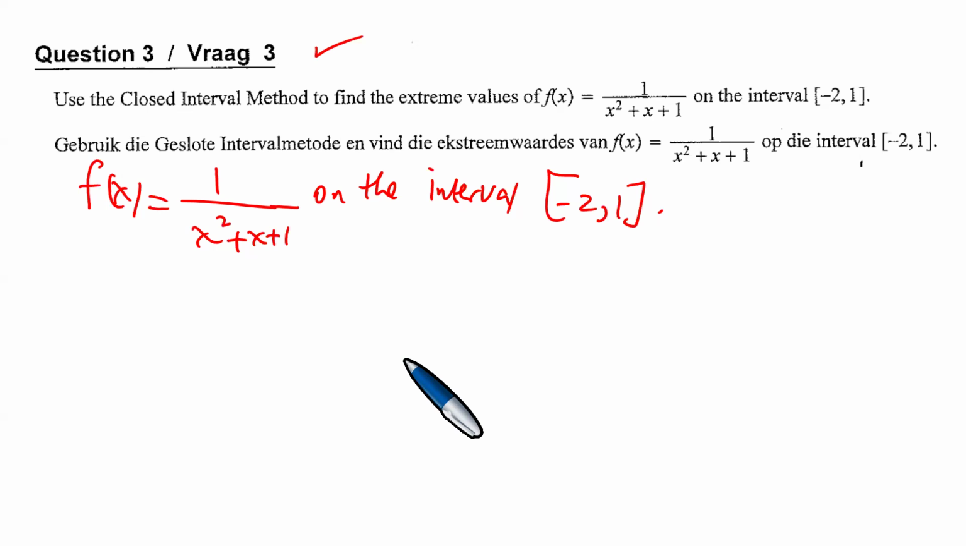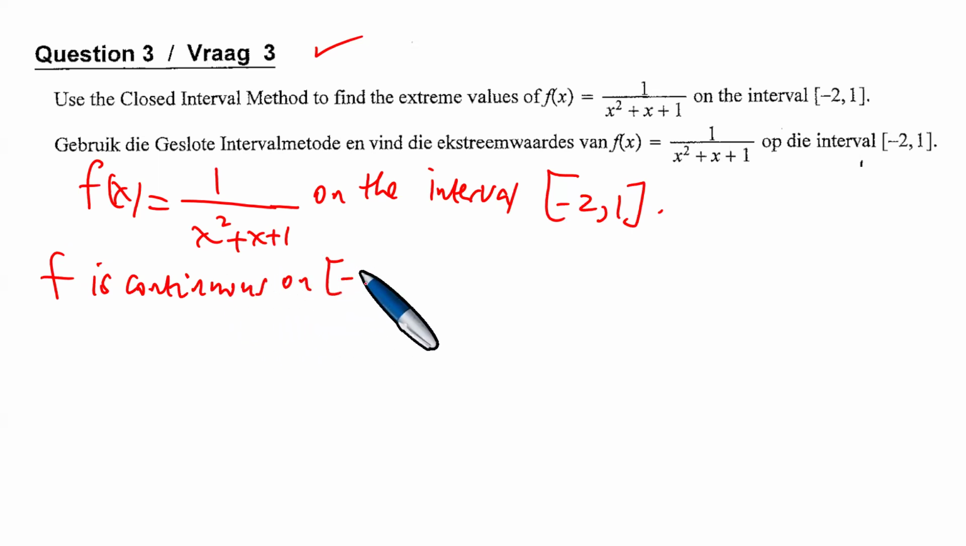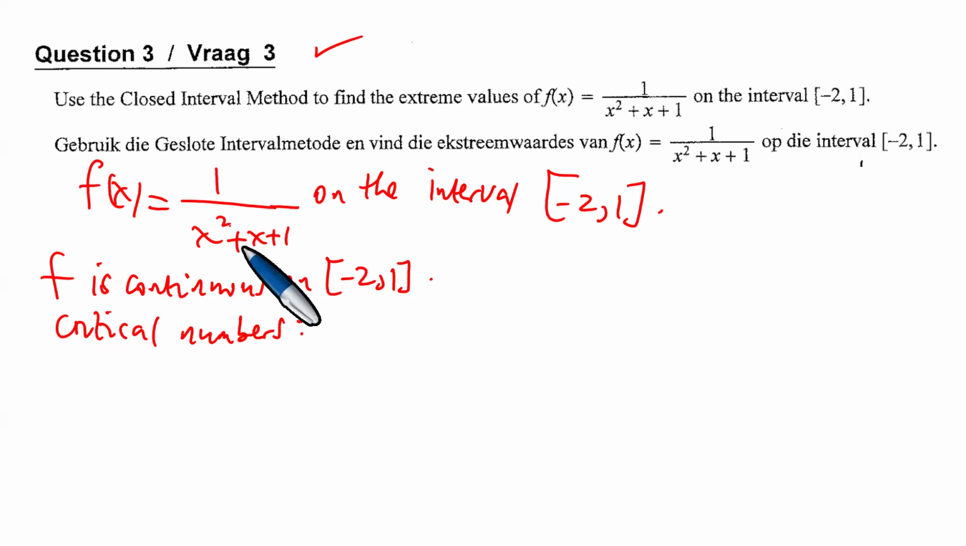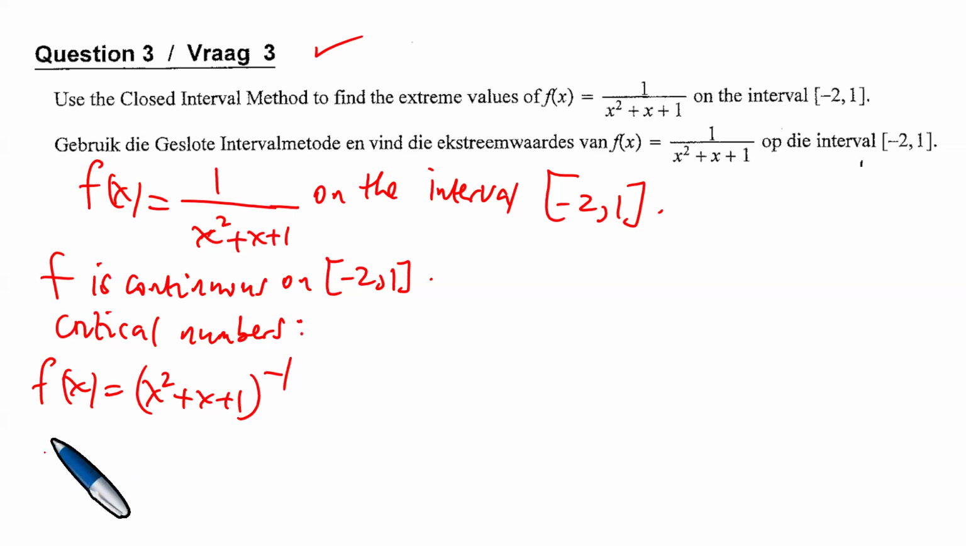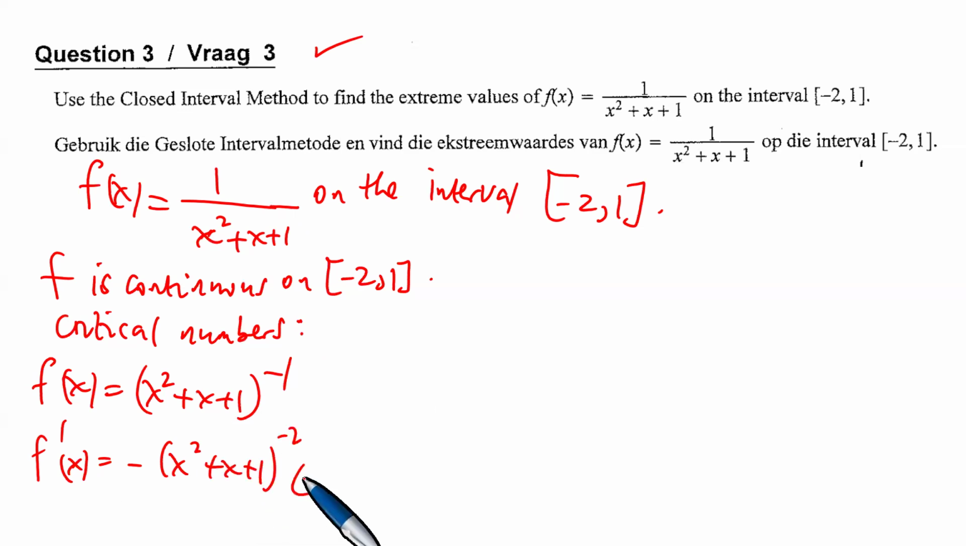All right, so use the closed interval method. First, we need to note that f must be continuous, which is what it requires. So f is continuous on minus 2, 1. The critical numbers would come from f prime. You can write f of x as x squared plus x plus 1 to the power negative 1. f prime would be negative x squared plus x plus 1 to the minus 2, then times the derivative of the inside, which is 2x plus 1.